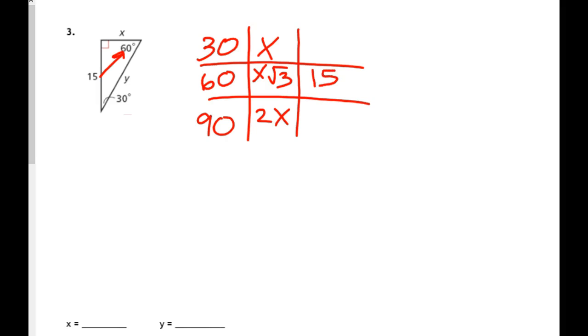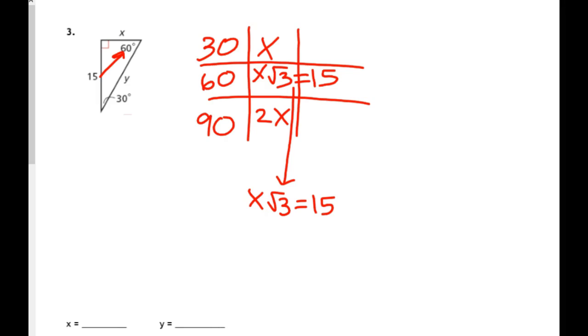Now, this one reminds me of the warm-up, because we have a square root thing that we need to get rid of. So x square root of 3 equals 15. I'm going to bring that down here. x square root of 3 equals 15. And we need to solve that. So again, kind of like the warm-up. How do I get rid of a square root of 3 next to this x?